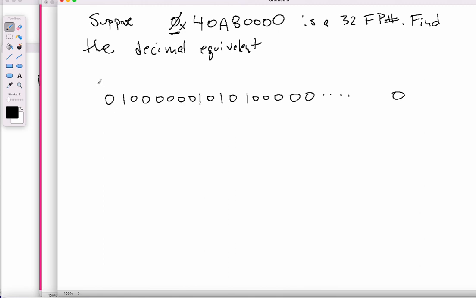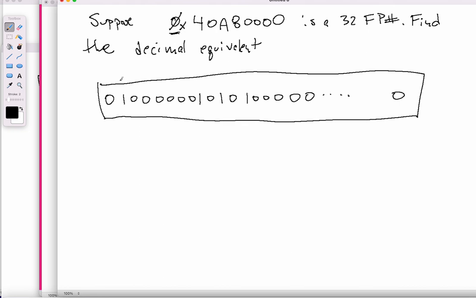Now I package this up into the format of our 32-bit number. I see that it's positive. 1, 2, 3, 4, 5, 6, 7, 8. So I can see, looking at this number over here, that's 128 plus 1 is 129. So remember, 127 corresponds to an exponent of 0. 128 corresponds to an exponent of 1. 129 corresponds to an exponent of 2.